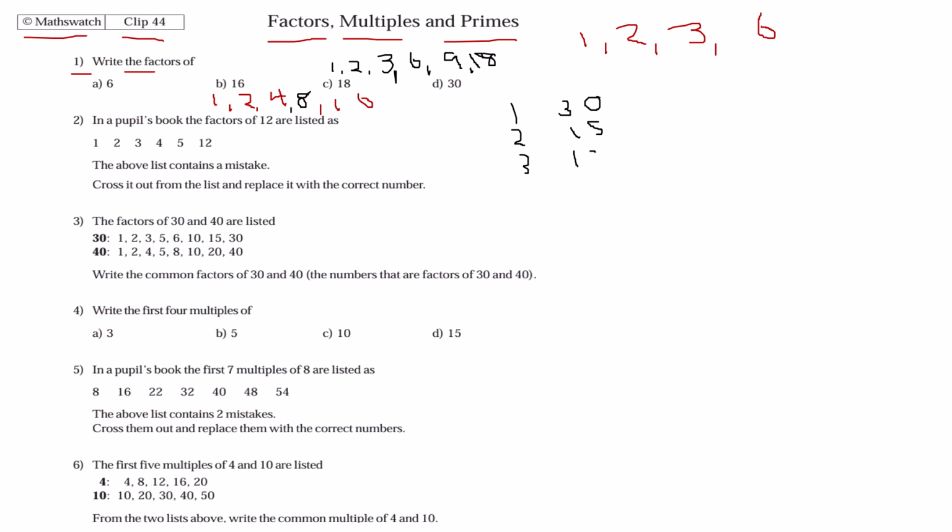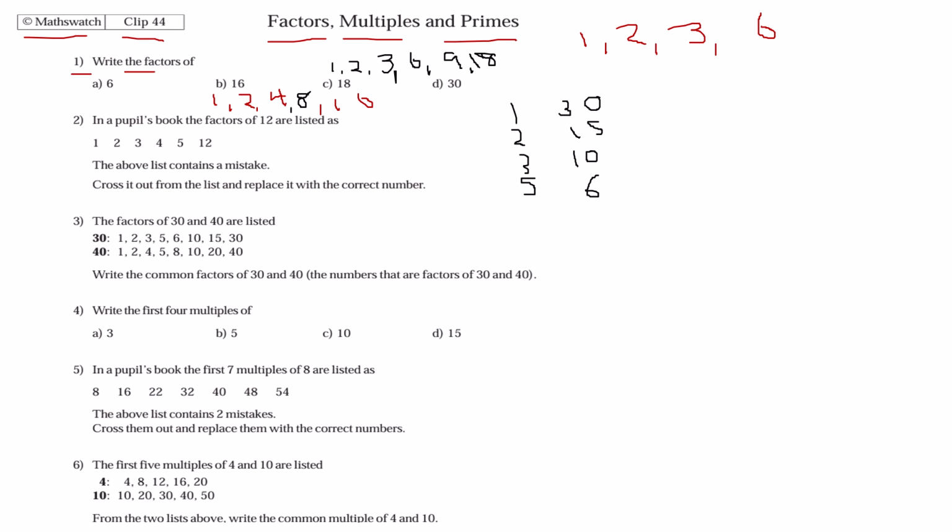So again, as a recap, guys, a factor or a set of factors, a collection of numbers, goes into that number cleanly with no remainder. That no remainder is quite key.